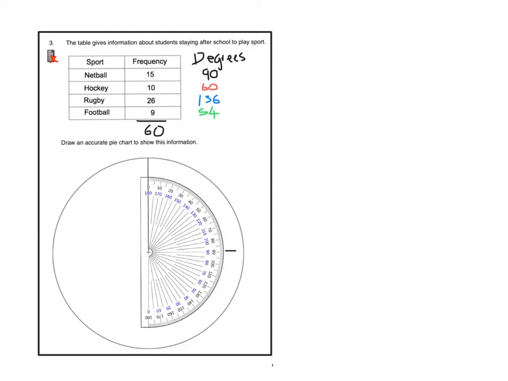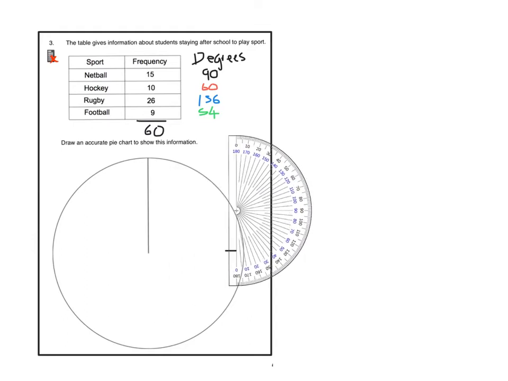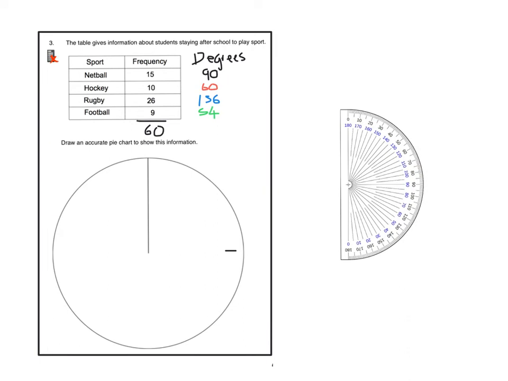Okay, and then I'm going to move the protractor out the way, and then I'm going to get a ruler, and we're going to join the centre up through that dash. So it'll be a lot easier for you to draw it on a piece of paper with an actual protractor than me drawing it on a computer. So we've got our 90 degrees, and it should be a nice box, a nice right angle, and you want to label it with netball. So I'm just going to put N for netball.